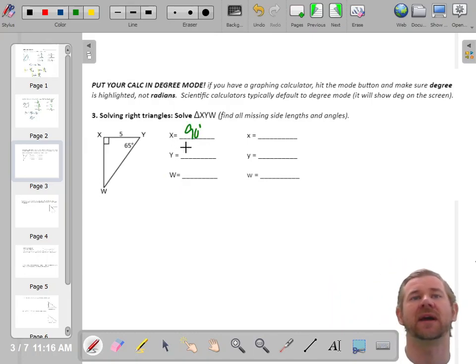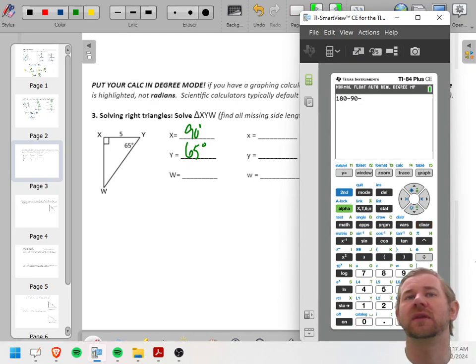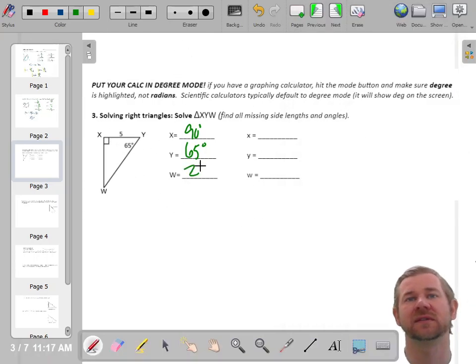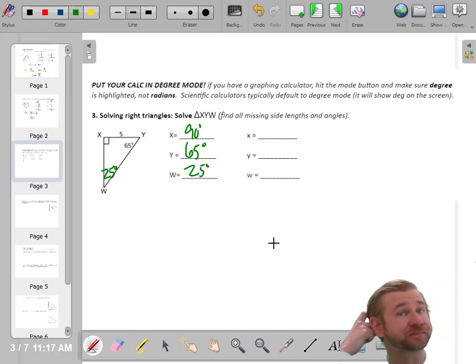I know big Y is 65 degrees. And hopefully you remember in a right triangle, or in any triangle, the angles have to add up to 180. So 180 minus 90 minus 65, this is 25 degrees. Now I have all three angles, but now I need to find the sides.